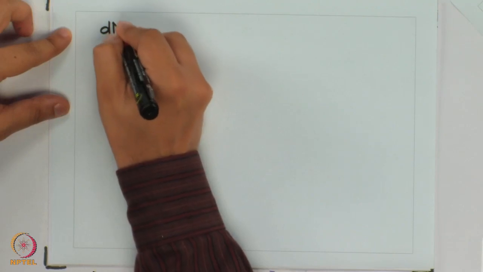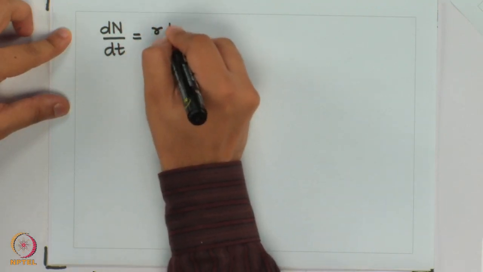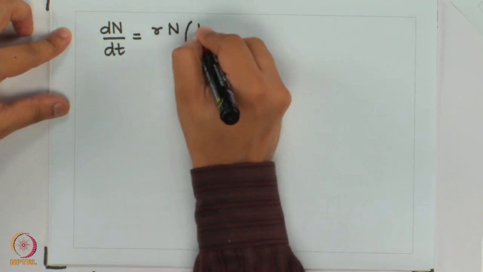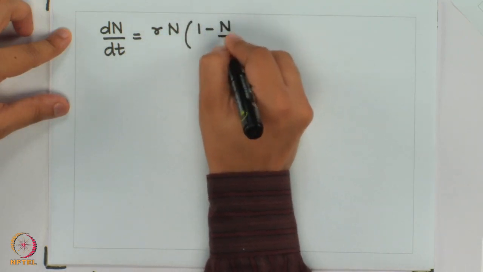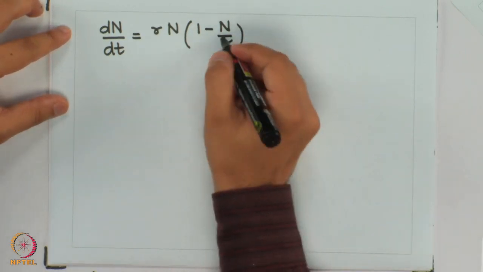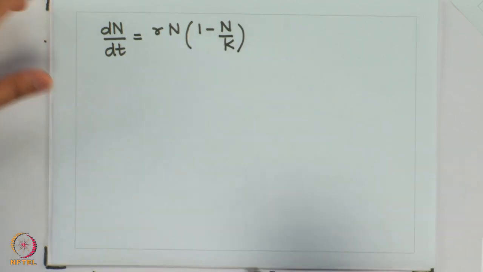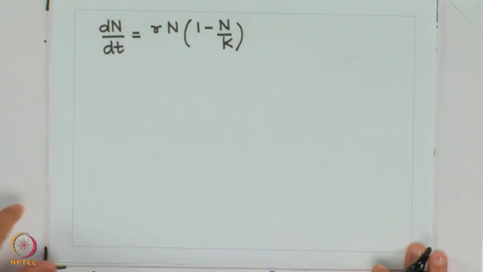Again, let me just write down that equation. We have dN by dt equals R N times 1 minus N by K, where K is the carrying capacity of the environment and N at both these places is the number of bacteria at that time t. R is our growth rate that we have been discussing so far.